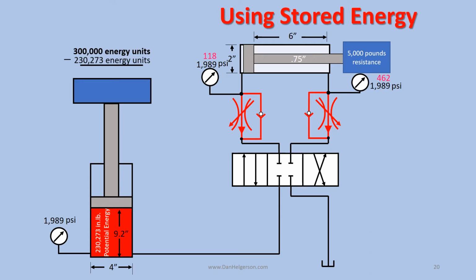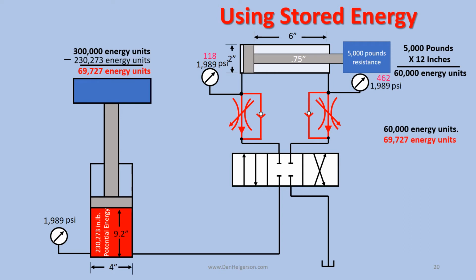Now when we find out what we had minus what we used, we wound up using 69,727 energy units. Now we had a 5,000 pound load that we moved a total of 12 inches, 6 inches out, 6 inches back, and that would require a total of 60,000 energy units. We needed 60,000 energy units. We consumed 69,727 energy units, and that tells us that we used an additional 9,727 energy units beyond what was needed for the load.